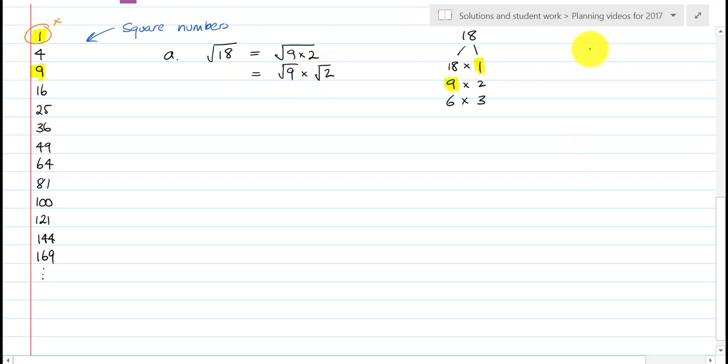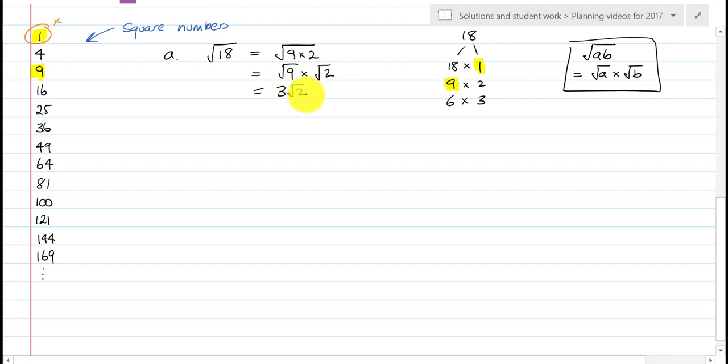Let me write that down here generally. If you have the square root of AB, this is equal to the square root of A times the square root of B. And that's an important rule, a multiplication rule for surds. Now, the square root of 9 times 2 is equal to 3 root 2, because we know that the square root of 9 is 3.